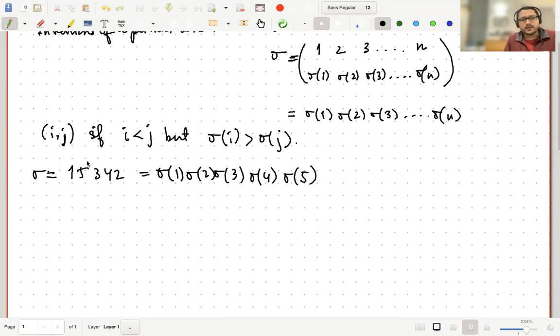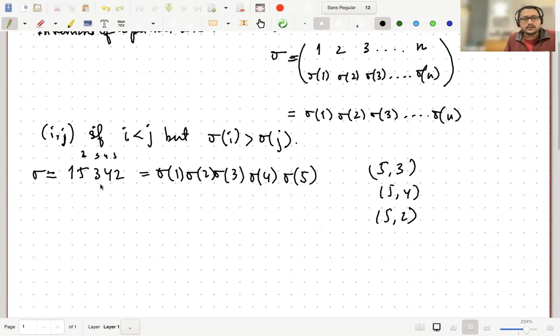Let's look at the 5. For 5, all 3 pairs, 5, 3, 5, 4, 5, 2 will be inversions, because this 5 corresponds to sigma 2 and the 3, 4, 2 correspond to positions 3, 4, and 5. For each of these cases, i is less than j is satisfied because 2 is always less than 3, 4, 5. But sigma i, which is 5, is always greater than all of these sigma j's. So 5, 3 is an inversion, 5, 4 is an inversion, and 5, 2 is an inversion.